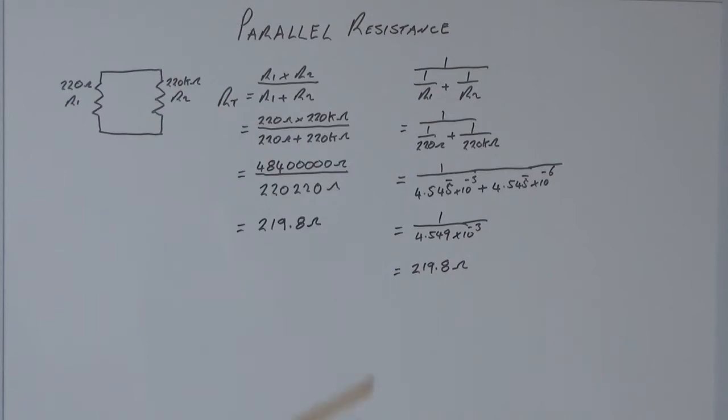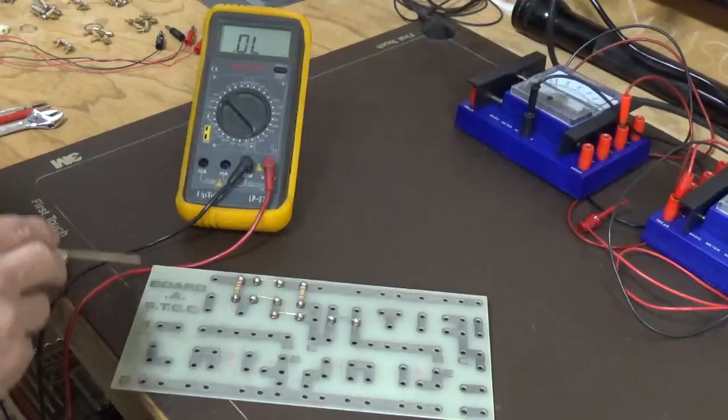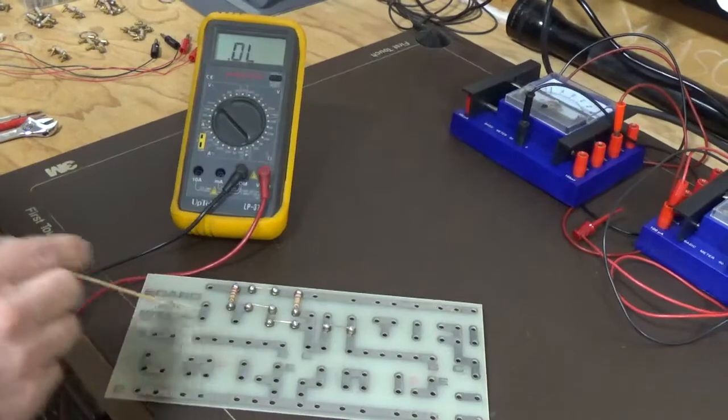But the interesting point is that in a parallel combination, the total resistance value of that combination will always be close to or less than the lowest value resistor. And that's how you know that your calculations are close to where they should be, or are where they should be. Now we can prove that on the test board here.